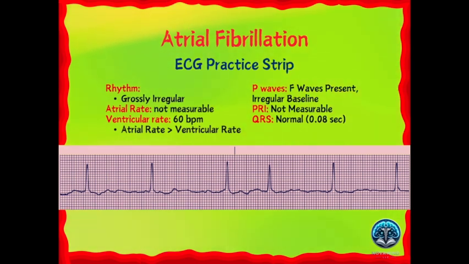In step 5, we look at the QRS complex. In this practice strip, the QRS complex duration is between 0.04 and 0.08 seconds, which is narrow and falls within normal range. This tells us that the ventricles are depolarizing normally, meaning the conduction through the bundle branches is intact.